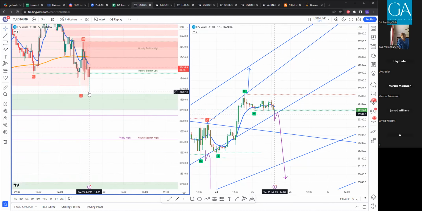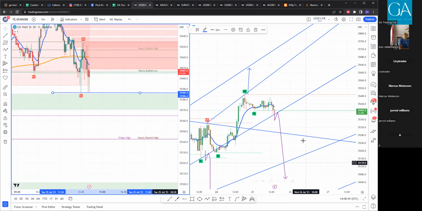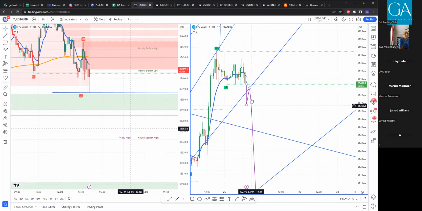But if US 30 breaks this zone right here, look at this zone, these equal lows right here. These equal lows are tied to this trend line at the bottom here. So you can see how they're literally rejecting off of this trend line.